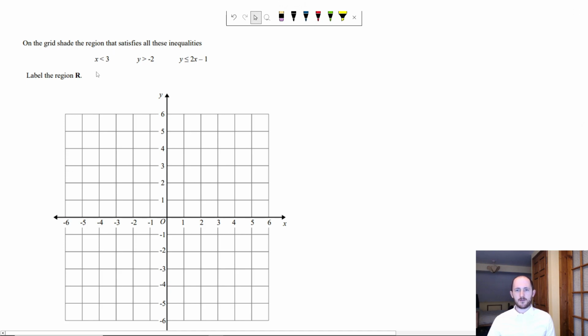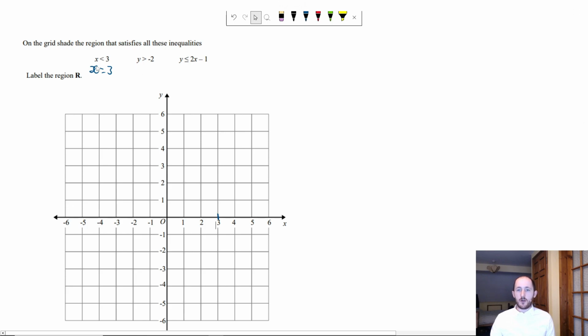Now we have to do kind of the opposite. We have to shade the region that satisfies all of the inequalities, x less than 3, y greater than minus 2, and this. So again, all you're going to do is do it one by one. So how do you do this? Well, what I do is I find out where x is equal to 3 would be, which would be a straight line going up, so a vertical line going straight up.